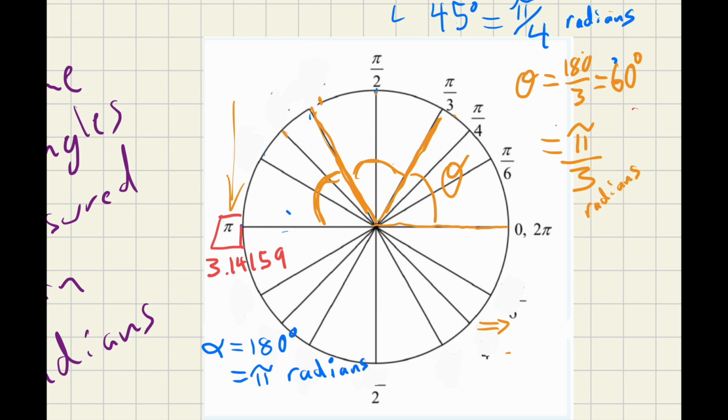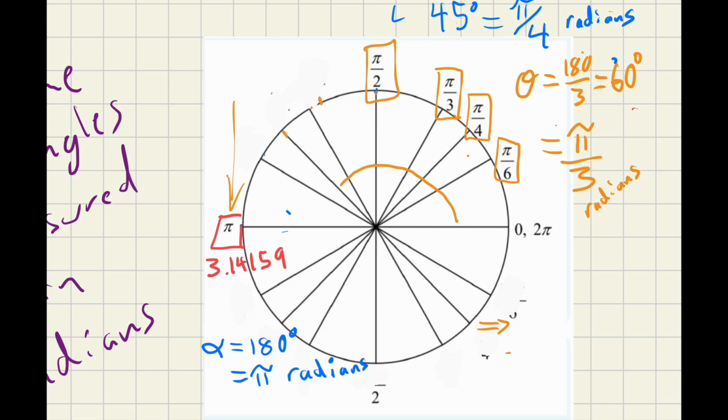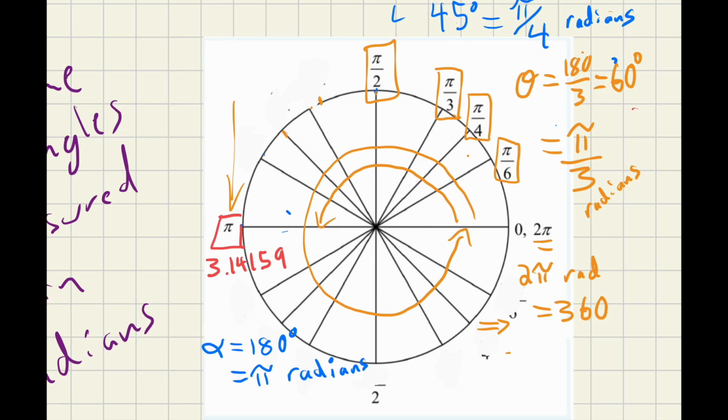That's where these measurements come from. This is 1/6 of half the circle, so it's pi over 6. This is 1/4 of half the circle, it's pi over 4. This angle is 1/3 of half the circle, it's pi over 3. This angle is half of half the circle, it's pi over 2. Here's the whole half the circle, that's pi. And then if you go the whole way around the circle, you have 2 halves, you have 2 pi radians. 2 pi radians is the same thing as 360 degrees.